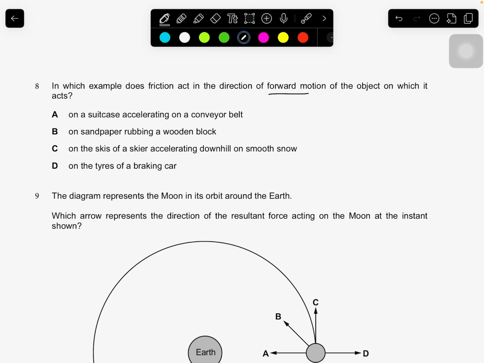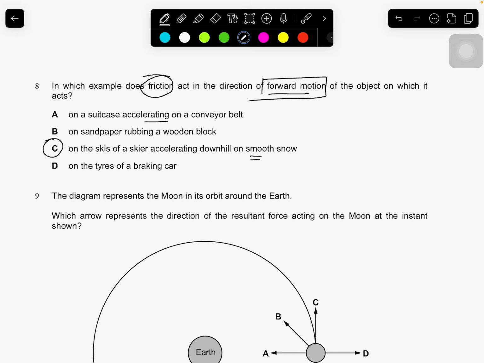Question 8. In which example does friction act in the direction of forward motion of the object on which it acts? A suitcase accelerating on a conveyor belt? No. Sandpaper rubbing on a wooden block? No. On the skis of a skier accelerating downhill on smooth snow? Yes. C. So skis on snow, friction acts in the direction of motion.